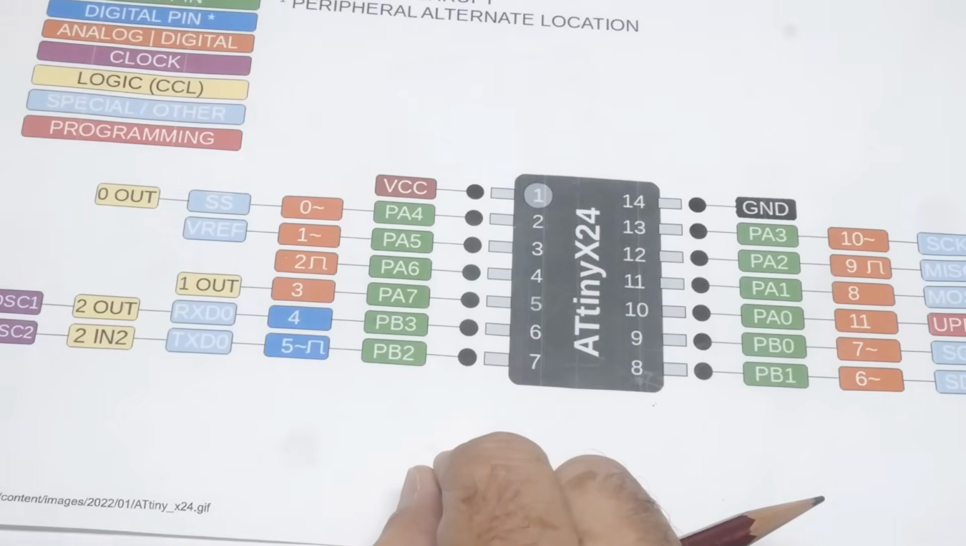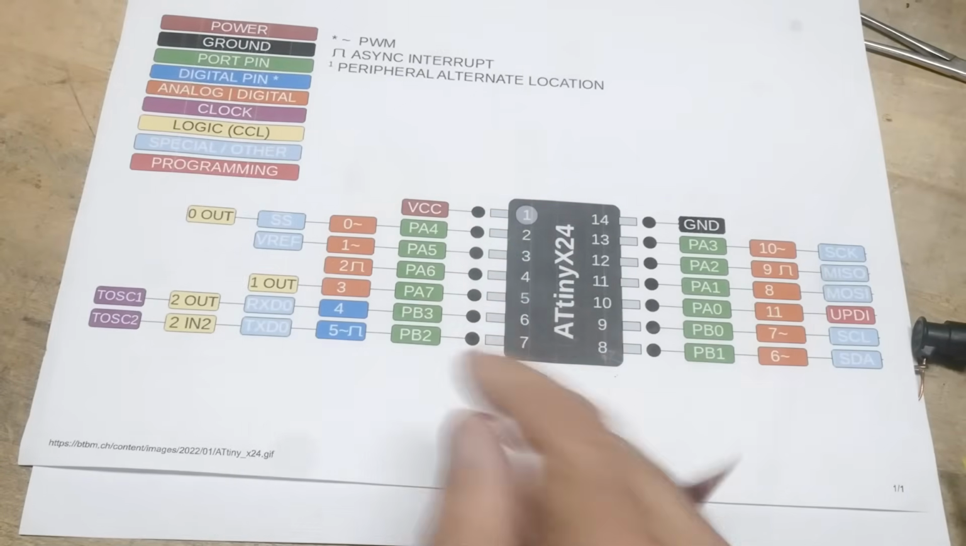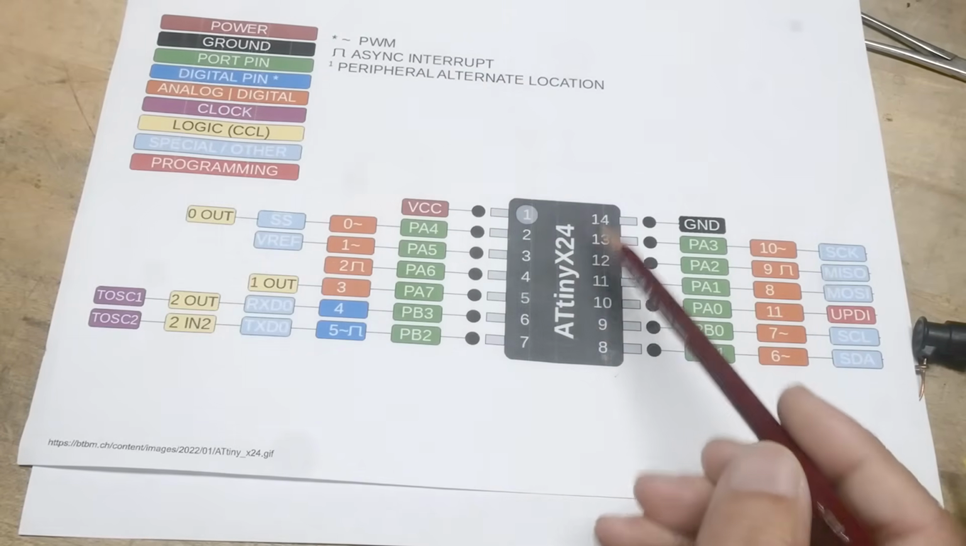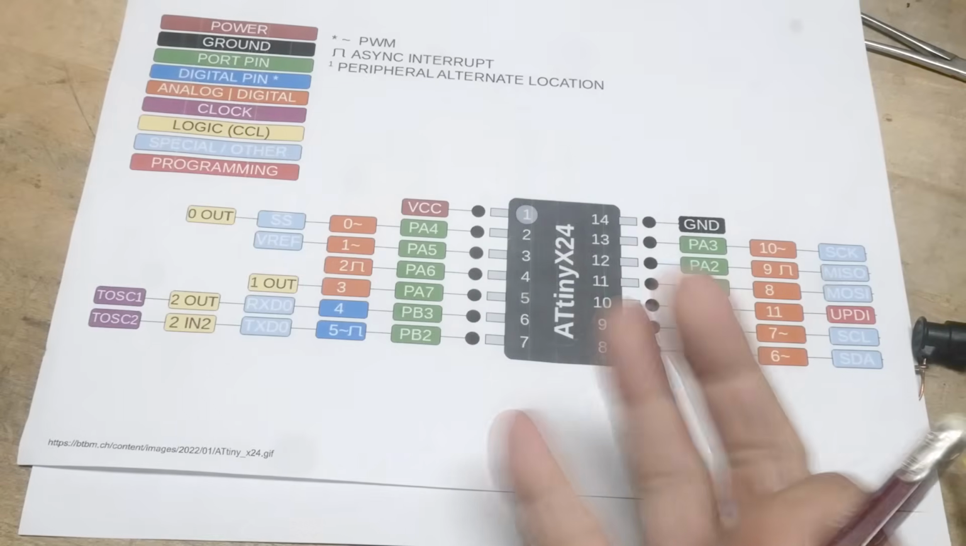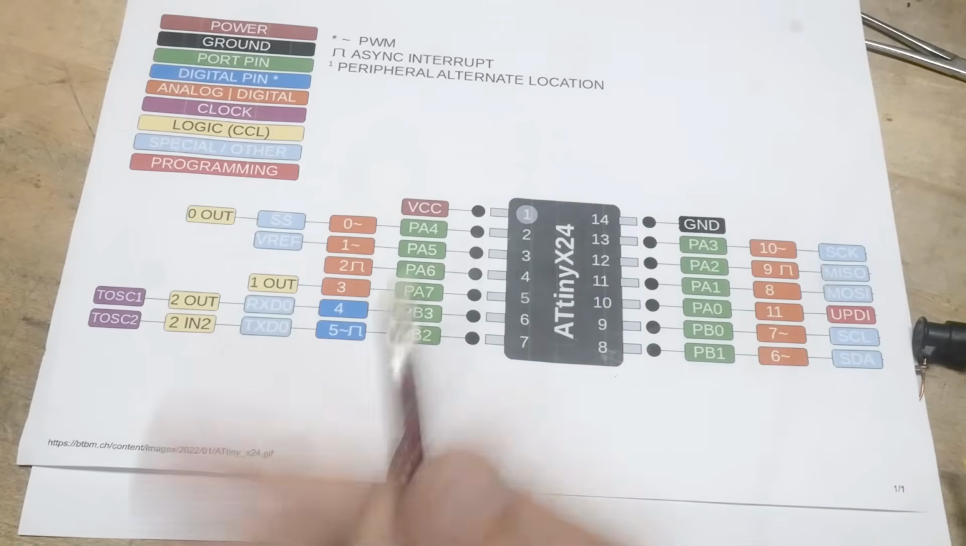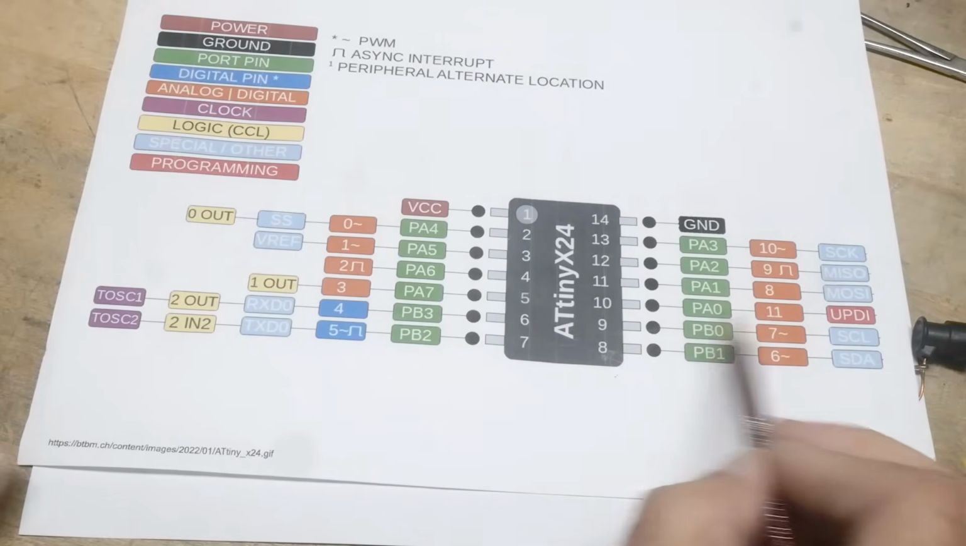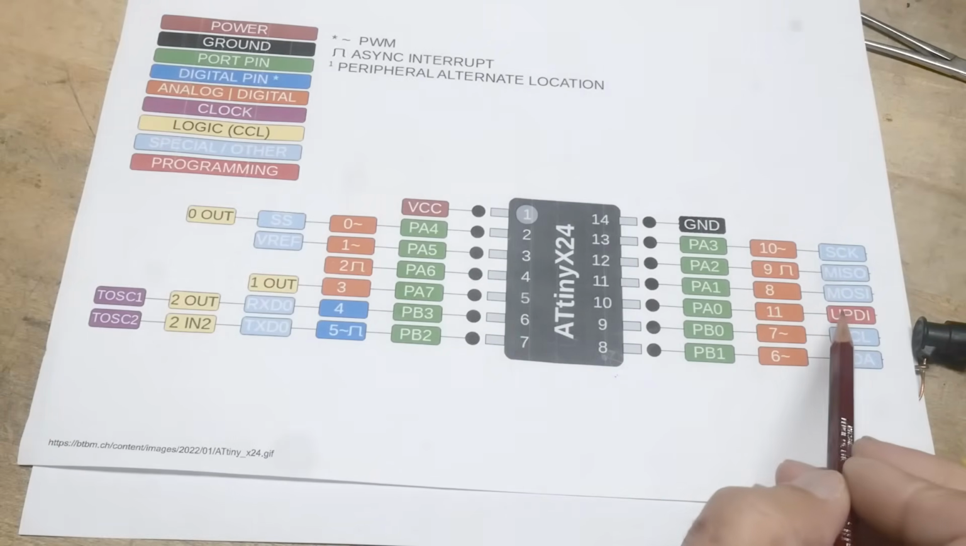Get one of these sheets. If you ever do any work with these things, get one of these sheets, and then you'll know. You can find them online. Look for ATtiny pinout. So the different pins can do different things. Like to program the pin, you use pin 10, which is the UPDI pin.